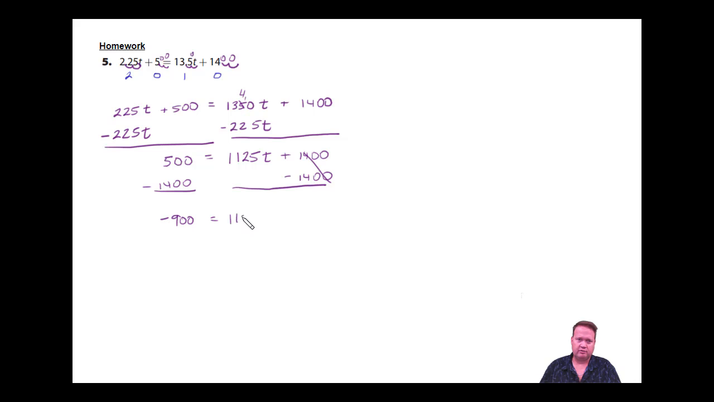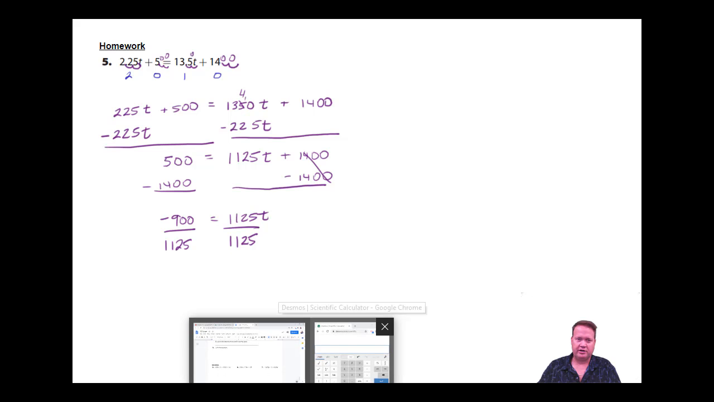equals 1,125t. And at this point, we're going to divide by 1125. And you know what? You could reduce the fraction. It looks like a 25 will go into all of it. And you could make it simple. At this point, I would rely just on my calculator. So I'll go ahead and pull it up here, and let's get that number done correctly.